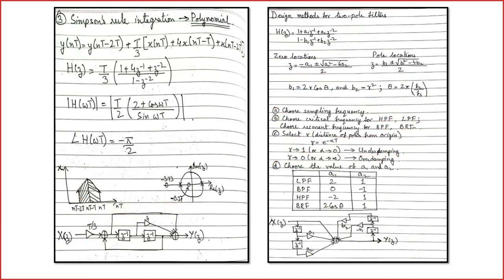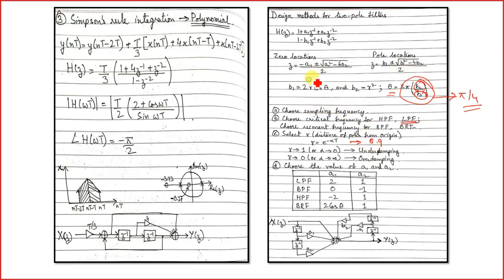So if you are asked to design a low pass filter whose critical frequency is at pi by 4 radians, what will you be doing? First, you will be calculating the fs and the fc accordingly, and this theta is already given to you in this form, pi by 4. So what is the critical frequency? If it is a low pass filter, the critical frequency is pi by 4. Then you have to choose the R. Say you choose it as 0.9.